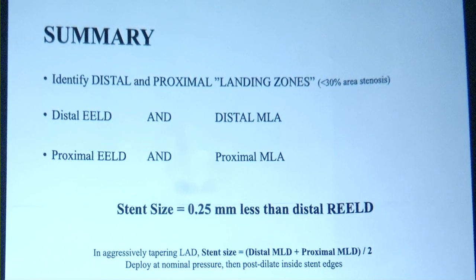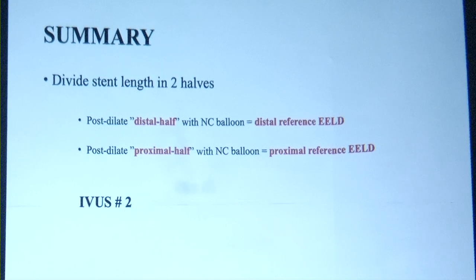All the time, identify the distal and proximal landing zones properly, and calculate your minimum lumen areas, both distally and proximally. Stent size, quarter size less than the EEL diameter. In the LAD, where there is very aggressive tapering, especially when there are large diagonals, you might have to use your judgment, and my style of judgment is written at the bottom end of this slide, which I'll share.